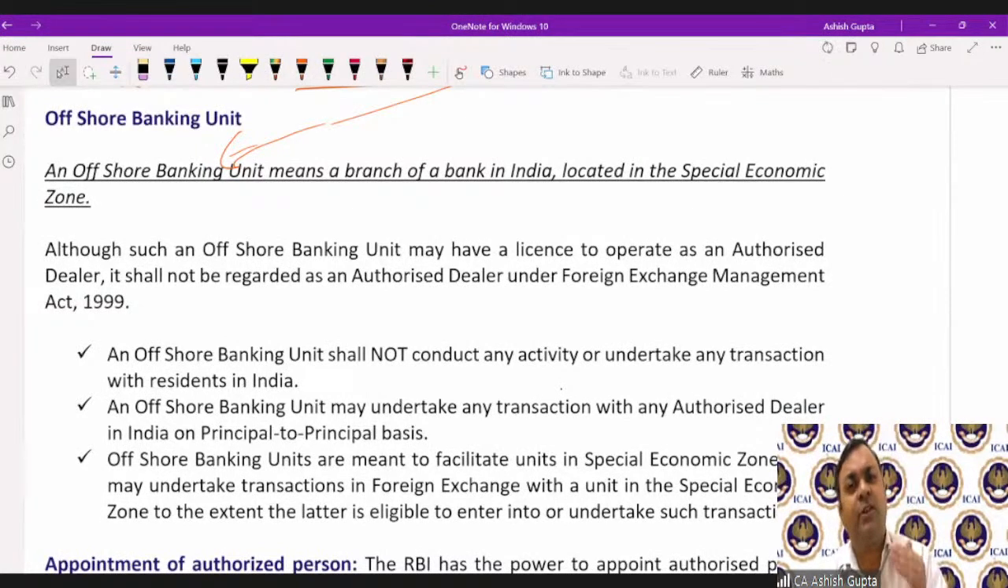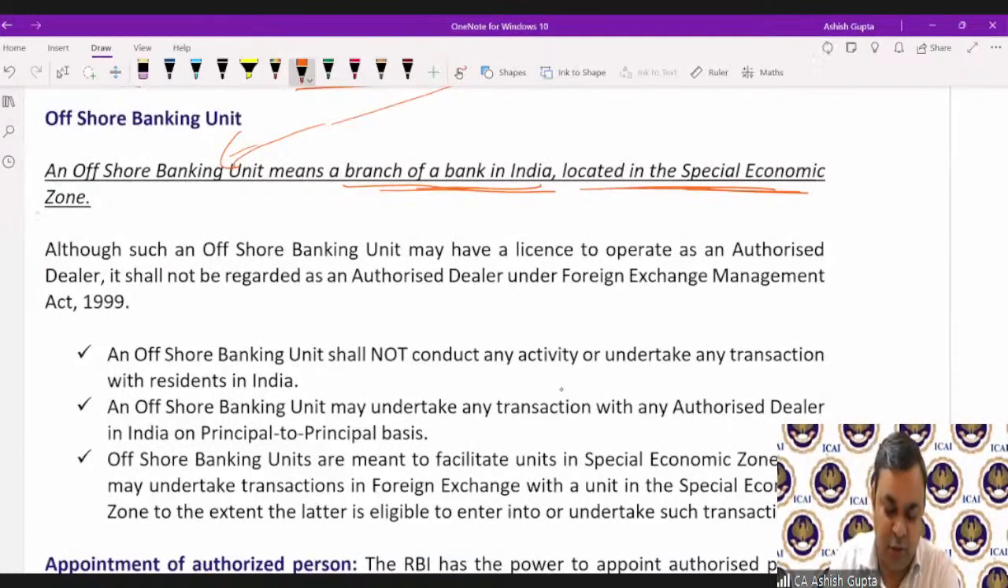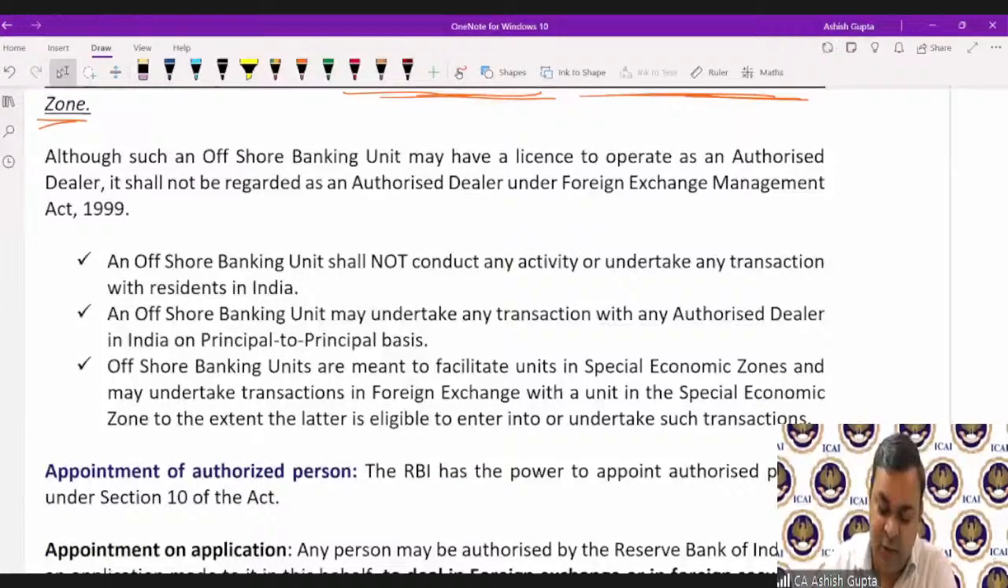An offshore banking unit is a unit of a bank, meaning a branch of a bank in India, which is located in a SEZ area, a special economic zone. This is the simplest concept. Although such an offshore banking unit may have a license to operate as an authorized dealer, meaning RBI will issue a license to them, it shall not be regarded as an authorized dealer under the FEMA Act, right?